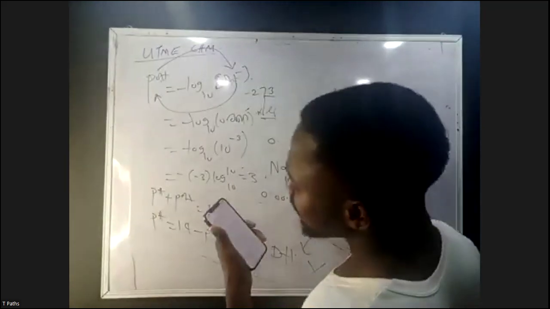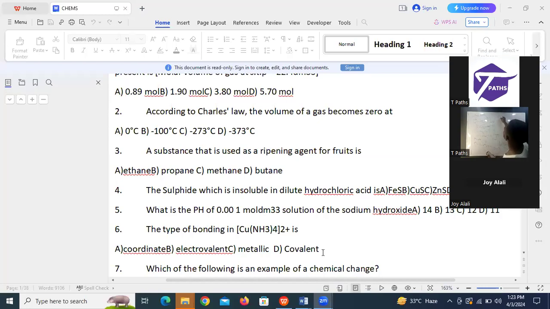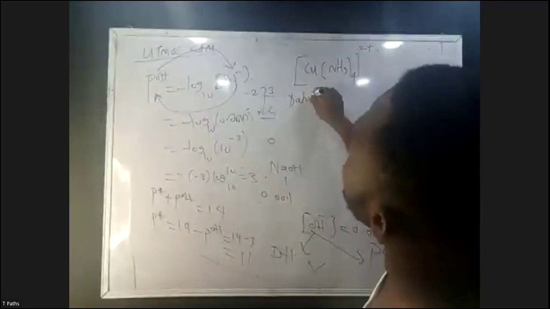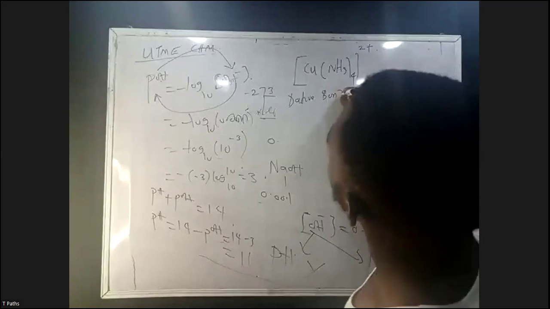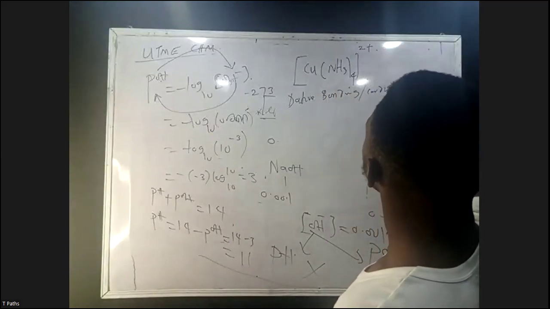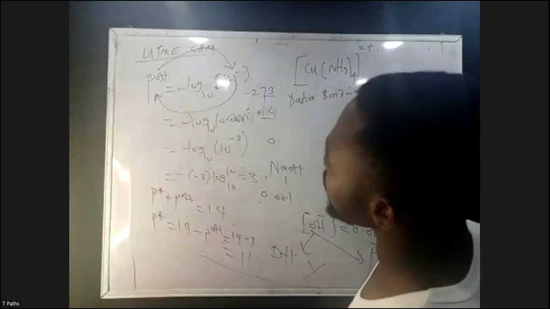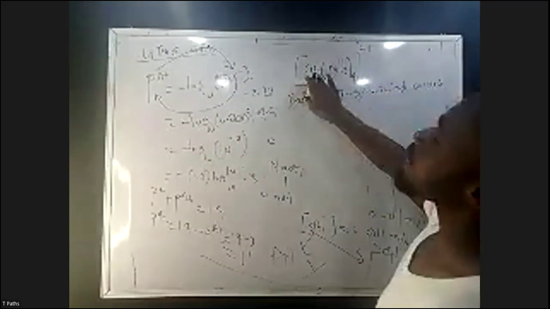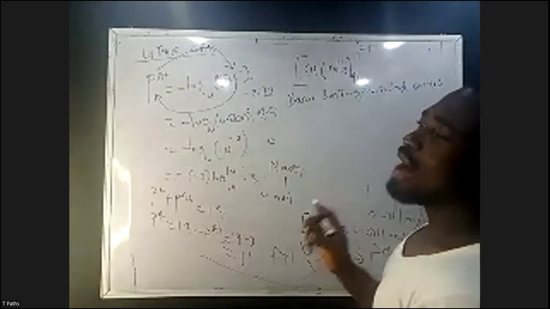What type of bonding is present in that? So we have this complex ion, CuNH3 4 2+. Now, what type of bonding is this? The bond that is present here is what we call dative bonding, otherwise called coordinate covalent bond. Now, how do I know this? Copper is a transition metal, and transition metals have something.